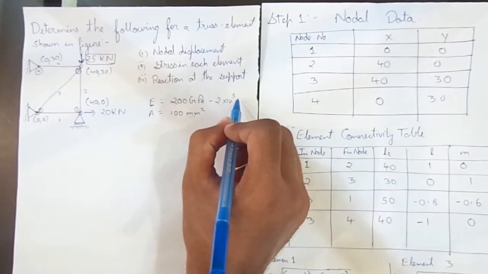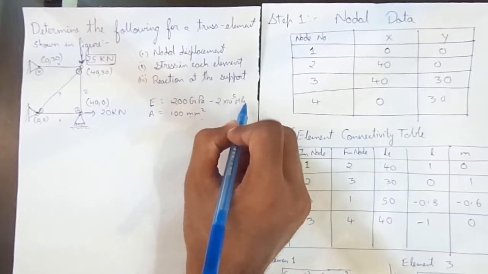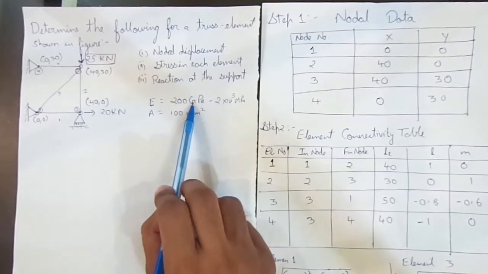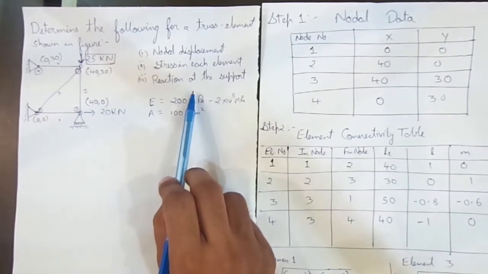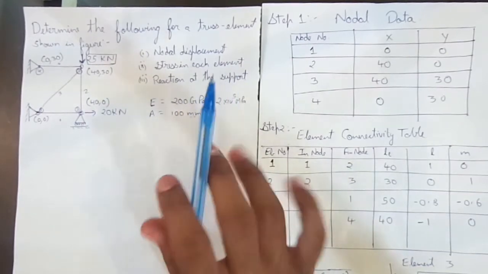2 into 10 power 5 megapascal. Yes, correct. Because giga is 9, so you need 3. So 3 plus 2, 5. So 2 into 10 power 5 megapascal. I will tell you, don't worry, right?